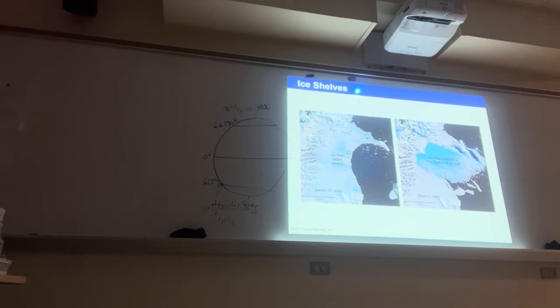This is an example of an ice shelf in January of 2002 versus March of 2002, so you can see the difference in where the ice has begun to melt and break apart.